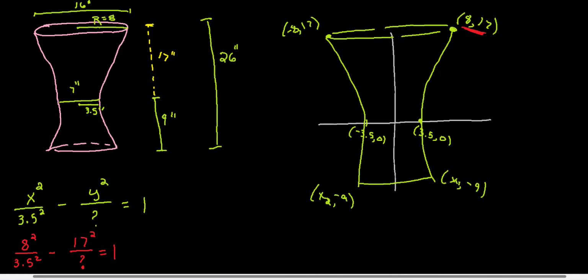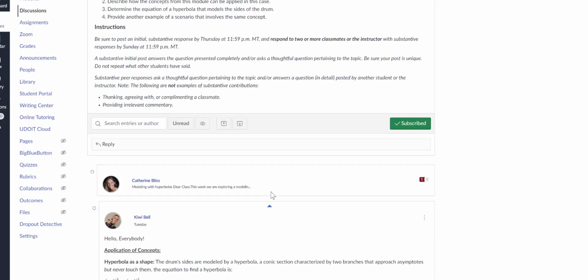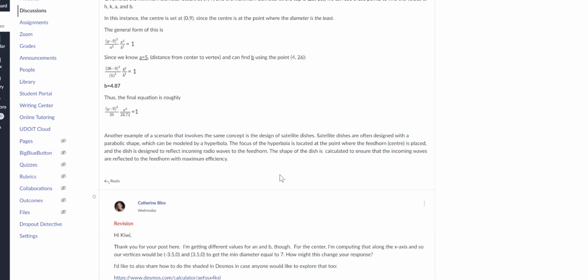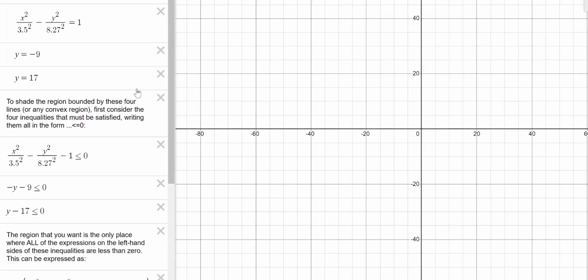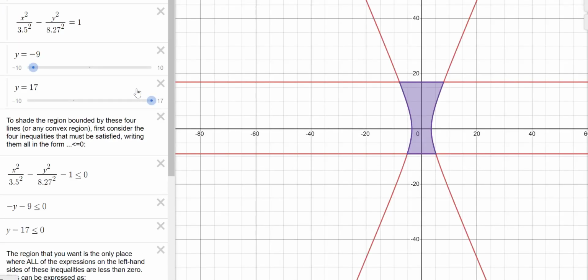Now in the forum, I do have a sample code here I posted in a reply to Kiwi. So here's a little graph. We can take a look at that. And then this link to Desmos shows you the code that I used. So there's the 3.5 squared down in the denominator for x squared. And here's a big hint of what the answer is for the problem this week: 8.27 squared down there in the denominator for y squared.